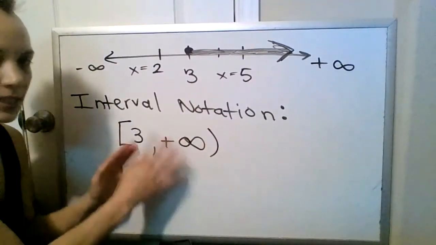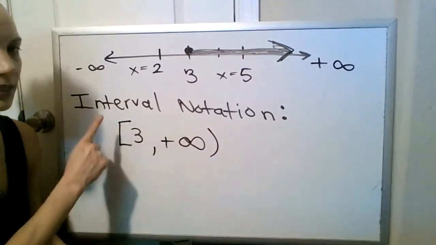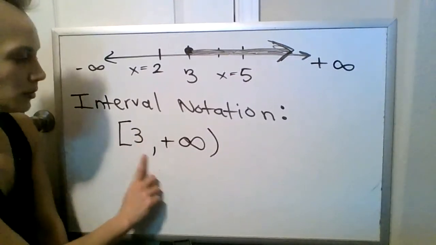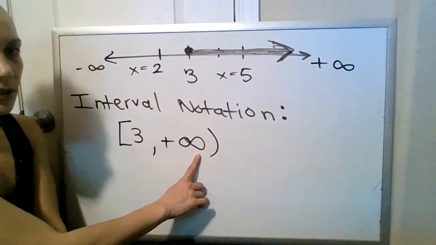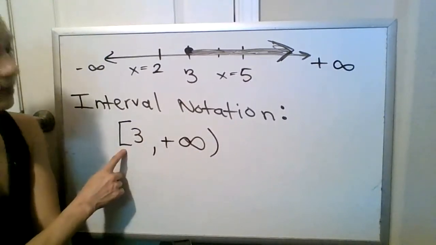So this right here means the same thing as the set that we started out with. It's the set that starts at 3, includes 3, and goes over to +infinity, or it's the set that contains all x values that are greater than or equal to 3.